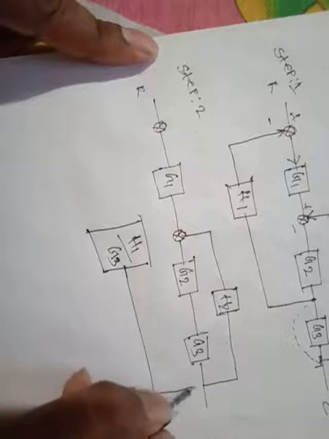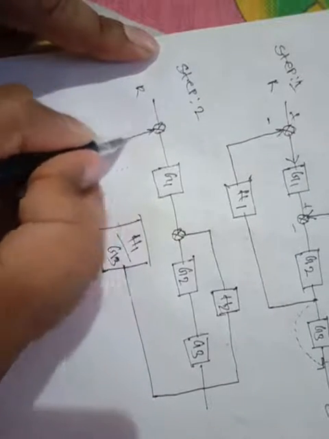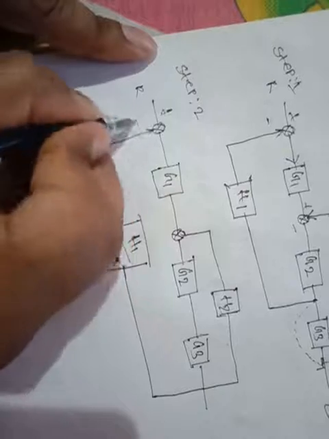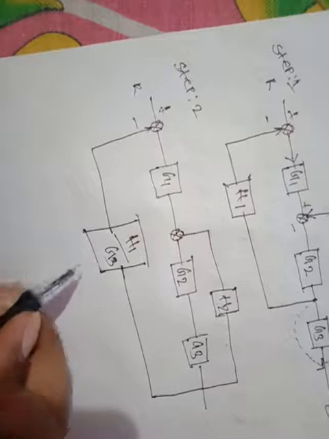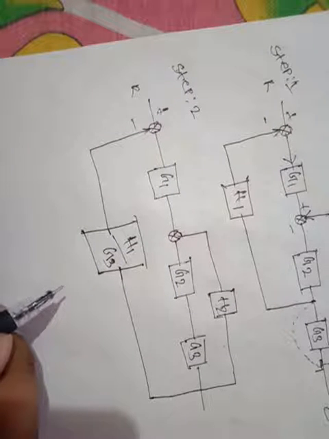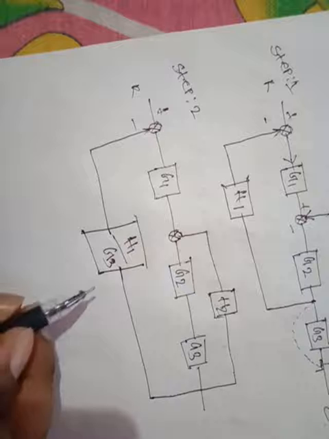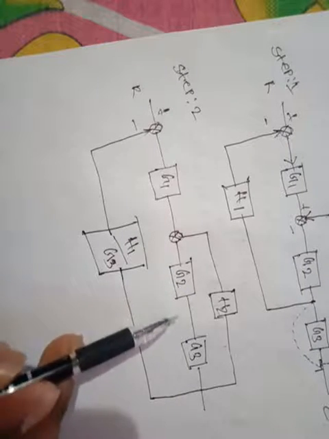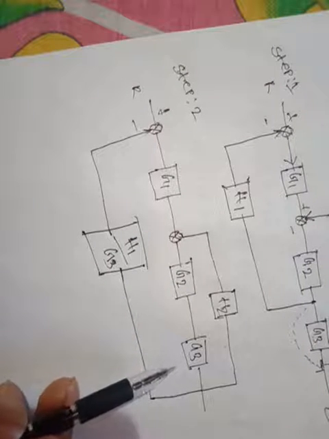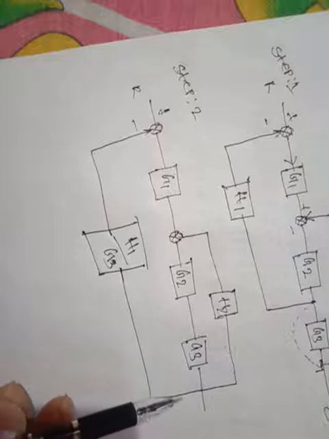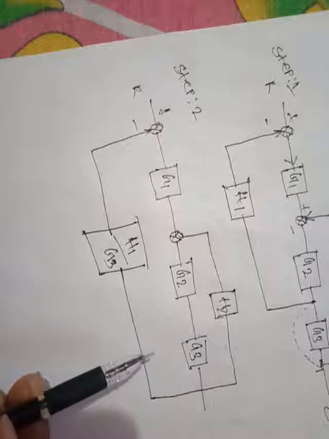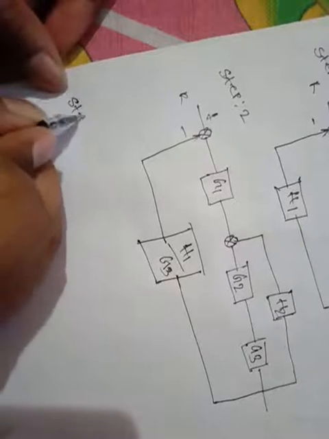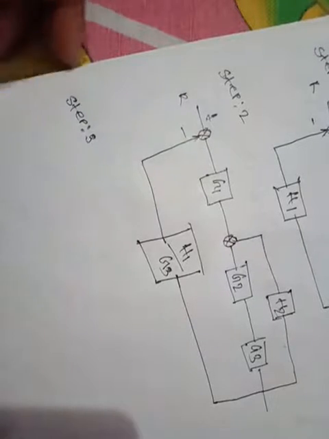Here, after forwarding the takeoff point, it is connected plus minus H1 by G3. First, G2 and G3 are connected in series. G2 and G3 are connected in series. Then the result will be step 3.